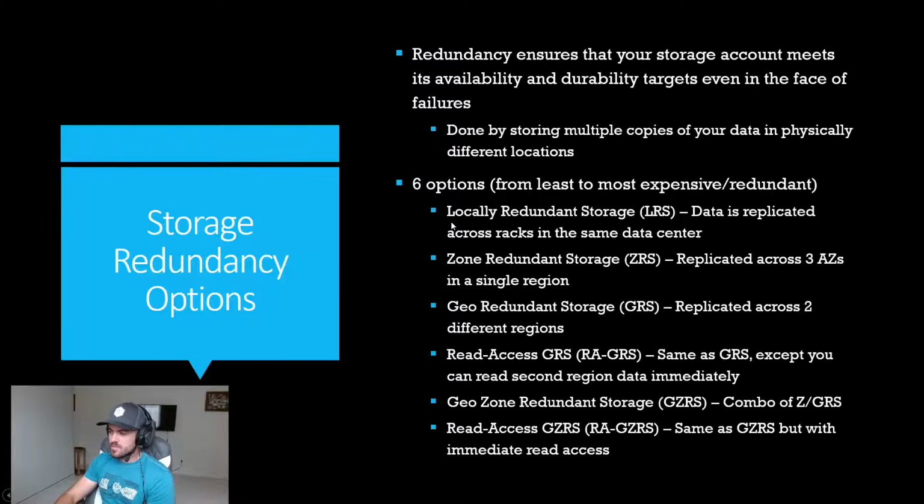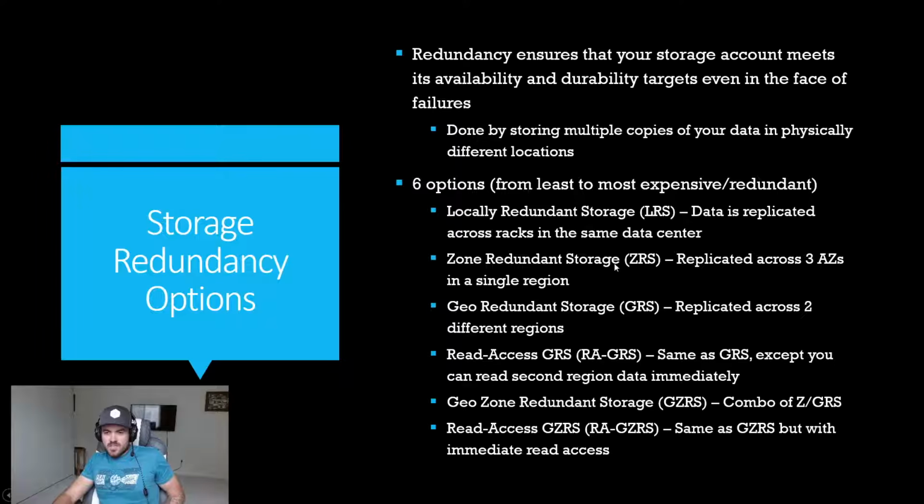So you have a few options for redundancy, which basically ensures that your storage account meets its availability and durability targets even in the face of failures. This is done by storing multiple copies of your data in physically different locations. You've got 6 options here, and these are listed from least to most expensive and least to most redundant. So locally redundant storage is where the data is replicated across racks in the same data center. Sure, it works, but if something happens to that data center or even just that rack, then you're done for.